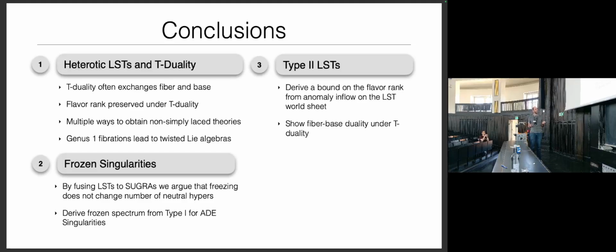For the frozen singularities, I discussed that by fusing LSTs to supergravities, we could argue that the number of neutral hypermultiplets is unchanged, and we derived the frozen spectrum from the type 1 perspective for all ADE singularities, essentially using some representation theory for finite groups. And for the type 2 LSTs, I showed you a bound on the flavor rank, which came out to be either 20 or 2 for heterotic and type 2. And we got this from essentially worldsheet anomaly analysis. And I showed you fiber-base duality is, again, induced by T-duality.